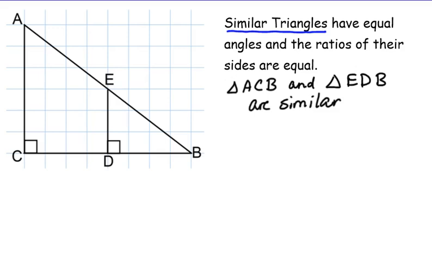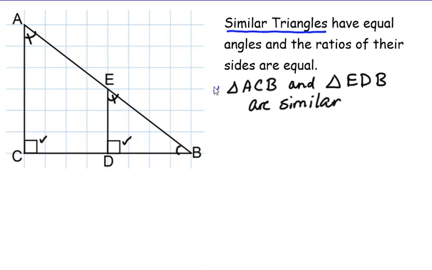Well, first of all, they have to have equal angles. Well, we know that angle C and angle D are both equal. They're both 90 degrees. We know that angle B is equal to itself because they both have angle B in them. So what about A and E? Well, A and E have to be also equal because if B and D and B and C are both equal, then whatever's left over has to be equal too.